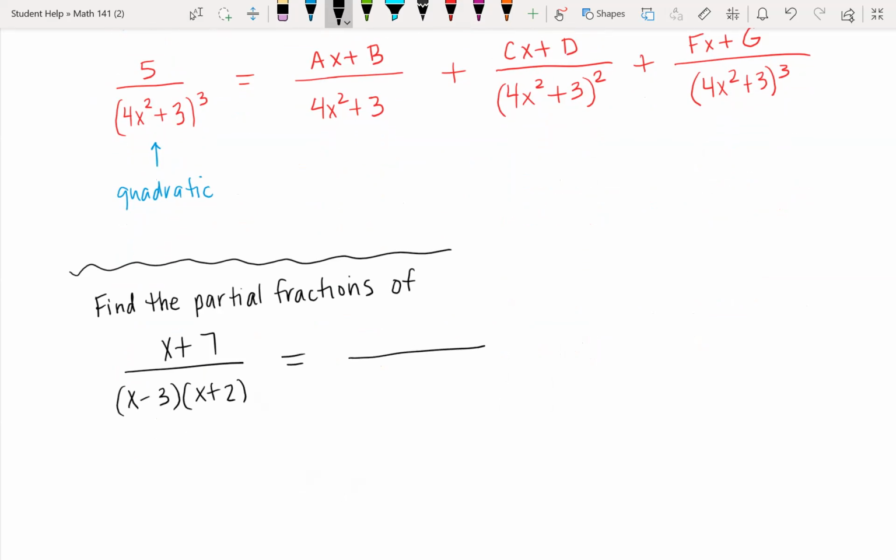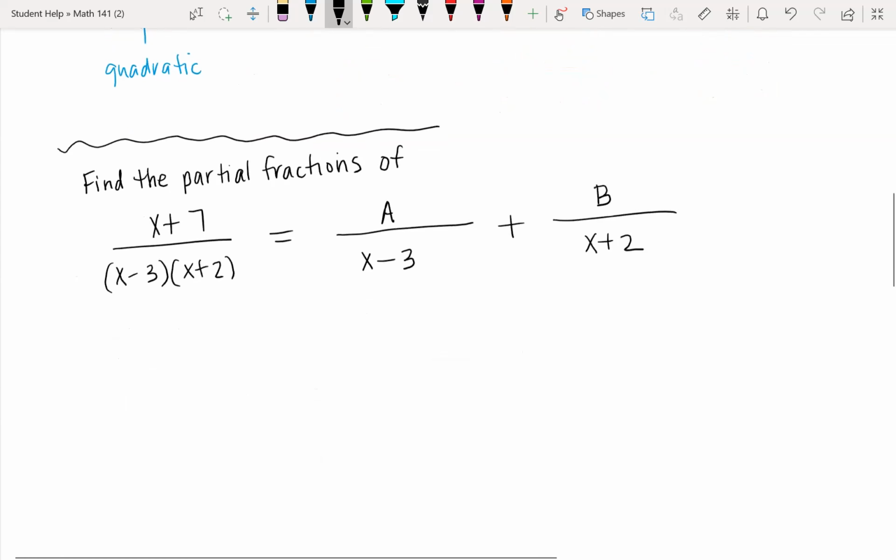Now I have two different factors in the denominator, so they'll each get their own fraction. And then the degree of both of those is to the first power. And so what's in the numerator is going to be to the 0 power. So I'll put a variable a here, a different variable here of b.